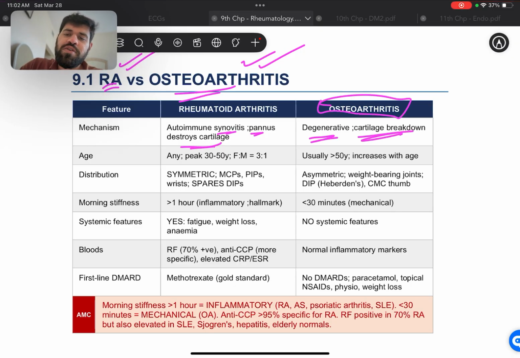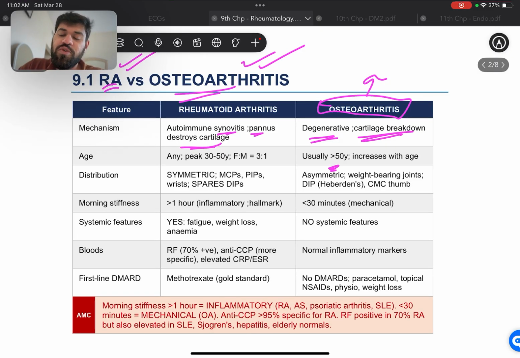So you would expect osteoarthritis to be in much older patients. So usually for older patients between more than 50 years and increases with age, whereas the peak age of rheumatoid arthritis, as it's an autoimmune condition, is going to be between 30 to 50 years old, and where females are more affected than males. Then distribution for rheumatoid arthritis is going to be symmetric with MCP, PIPs, and wrist, and it's going to spare the DIPs. This is a very important point because DIPs are affected in osteoarthritis, all right, and especially the weight-bearing joints of the knees, the hips, CMC, and thumb, all right.